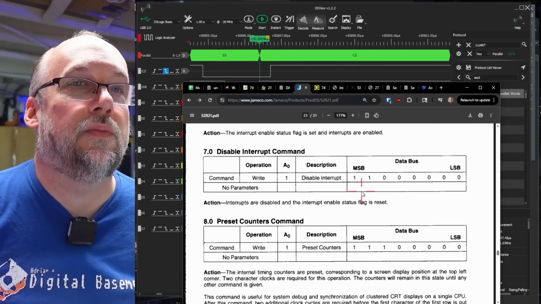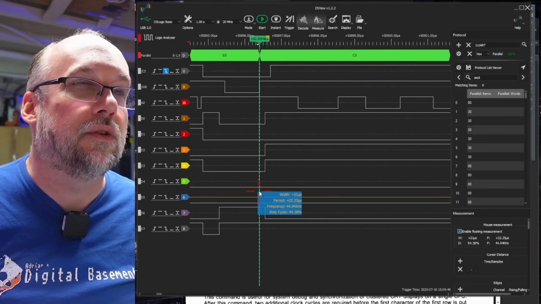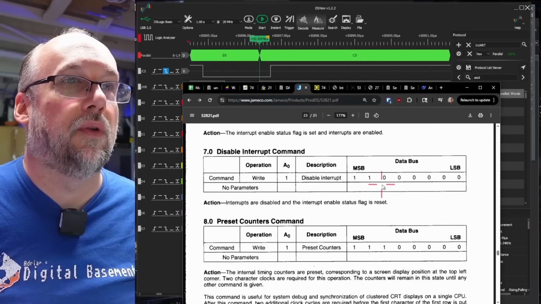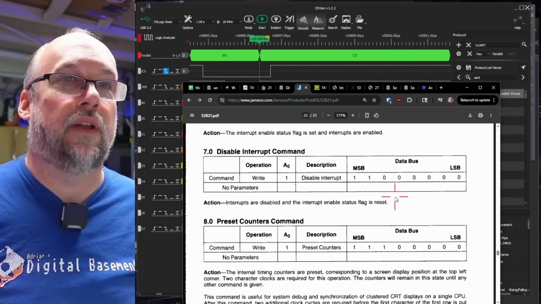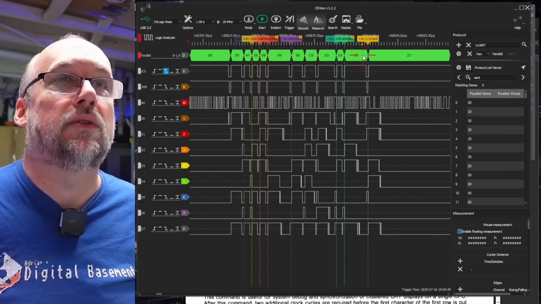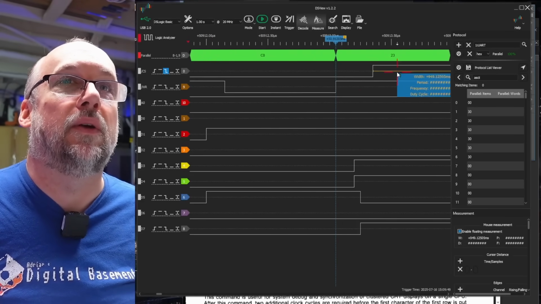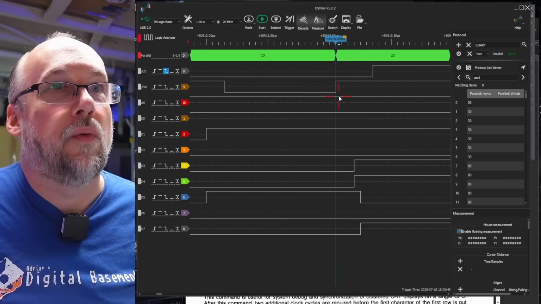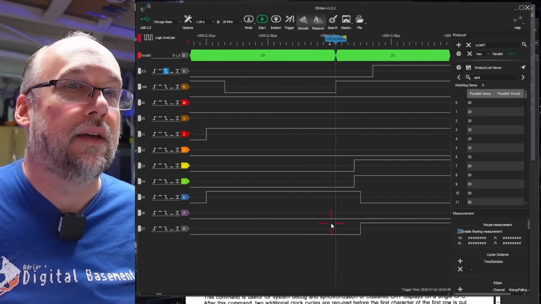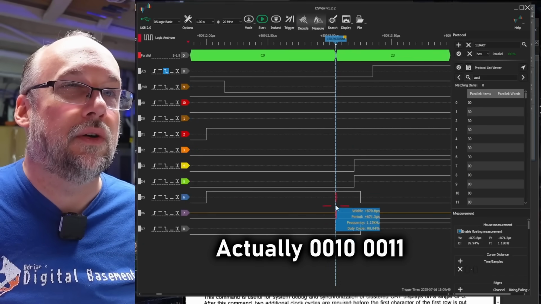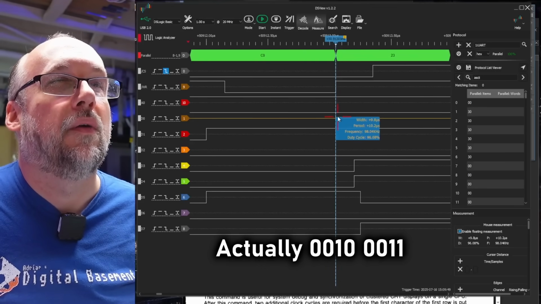So that seems to be, is this right? Disable interrupts? 1, 1, 0, 0, 0, 0, 0, 0. Yeah, disable interrupts. Interrupts are disabled, and the enable interrupt flag is reset. And then we zoom out, and we zoom back in. This is the very final thing that gets written to the chip. And A0 is up at 1, so we know that's writing to a register correctly, and you see right when that goes high. So this looks to be 0, 0, 1, 0, 0, 1, 1, 1, 1.